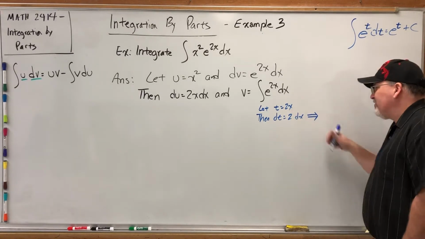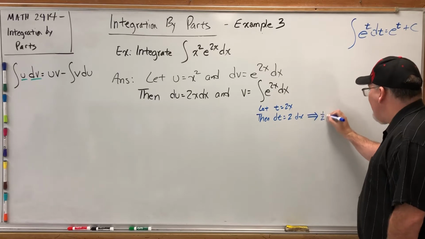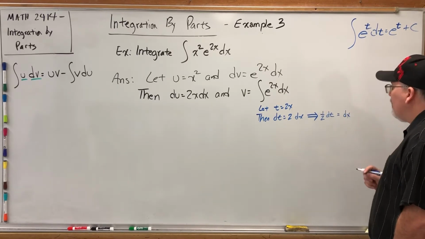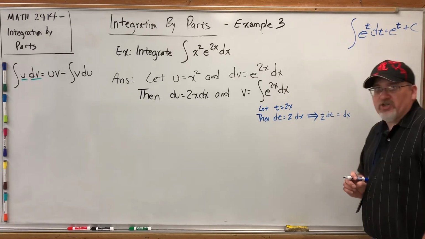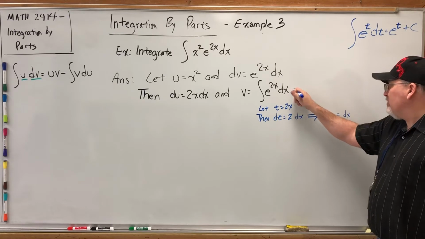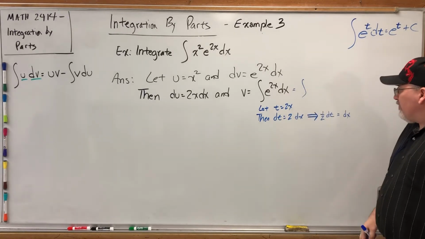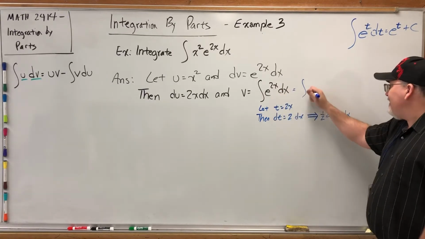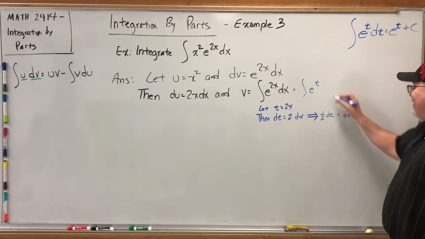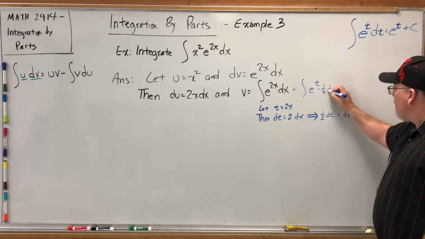If I multiplied both sides by a half, I would get 1/2 dt equals dx. Because remember, in the substitution techniques that I showed you, one of the moves was to solve for dx so that we can make the substitution here. All right, so if we make the substitutions, we get e to the t, because that's what t is representing, 2x. dx is equal to 1/2 dt.